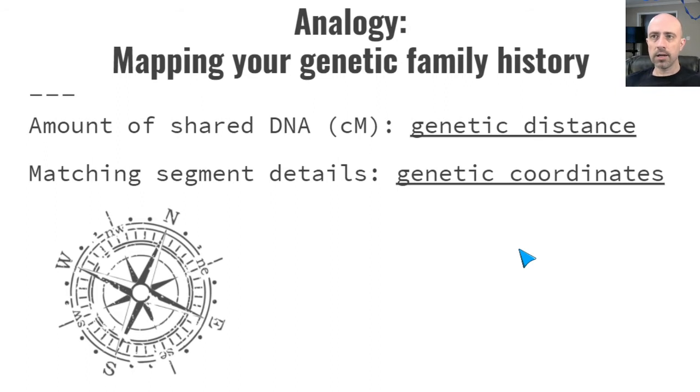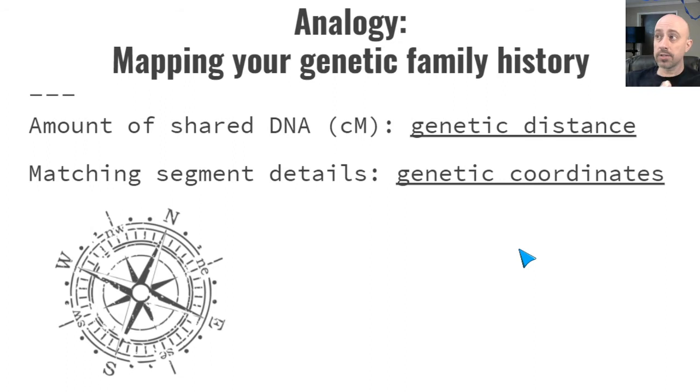So I think possibly the easiest way to think about these concepts is in terms of mapping. When you look at the total amount of DNA that you share with a match, you're really talking about genetic distance. That's a term you might see from time to time in the literature. That's what the total amount of shared DNA in centimorgans is referring to. A greater genetic distance correlates with a stronger biological relationship. So first cousins will share more DNA, a greater genetic distance, in comparison with third cousins who share less DNA with a lower centimorgan value and a smaller genetic distance.